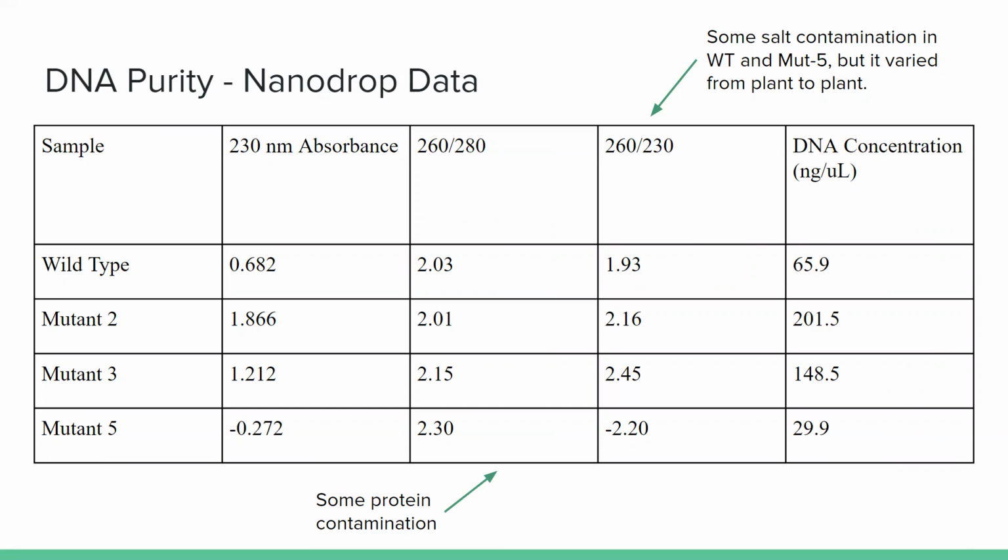And our absorbance for the 260 over 230 was normal and expected for some of them. And then for the wild type and mutant 5, we had slightly unexpected values outside the ideal range, indicating that there could be some sort of salt or chemical contamination. And our DNA concentration was sufficient for us to continue with the experimental procedure.